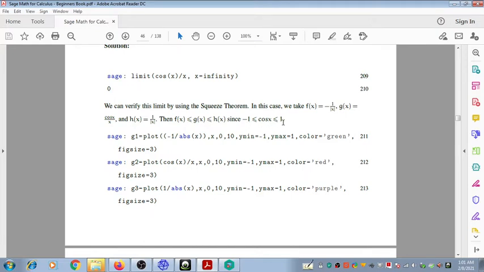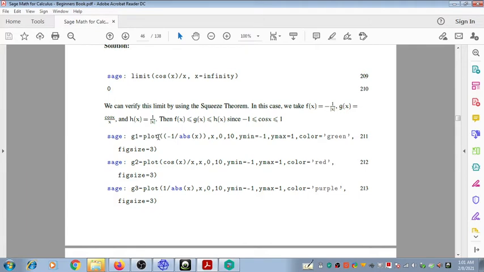by x less than or equal to 1 by modulus of x. But -1 by modulus of x is equal to f(x), and 1 by modulus of x is equal to h(x). Hence you get the inequality f(x) is less than or equal to g(x) less than or equal to h(x).